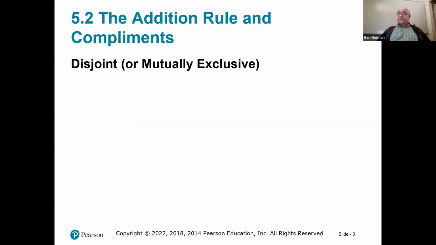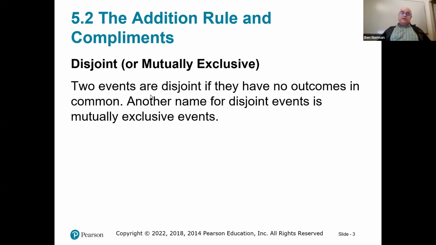What's a disjoint event? Another way of saying it is mutually exclusive. Two events are disjoint or mutually exclusive if they have no outcomes in common. Another name for disjoint events is mutually exclusive events.